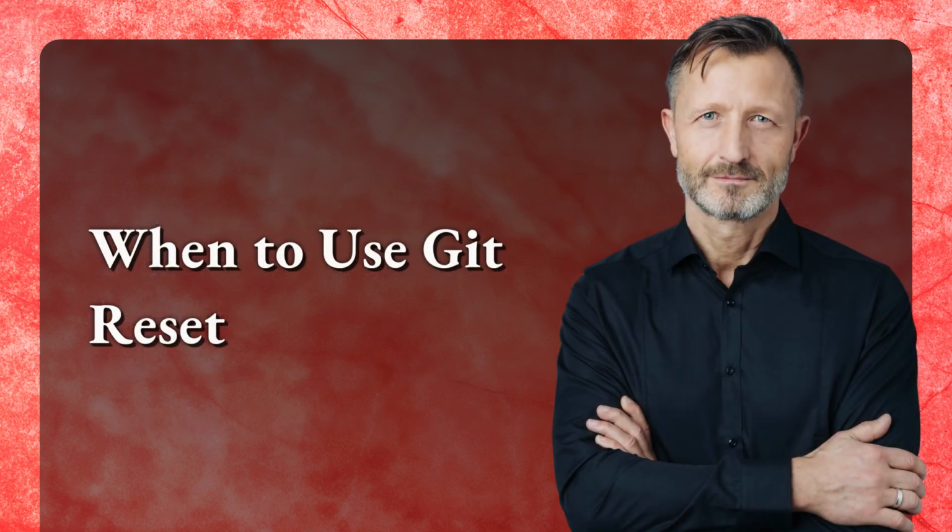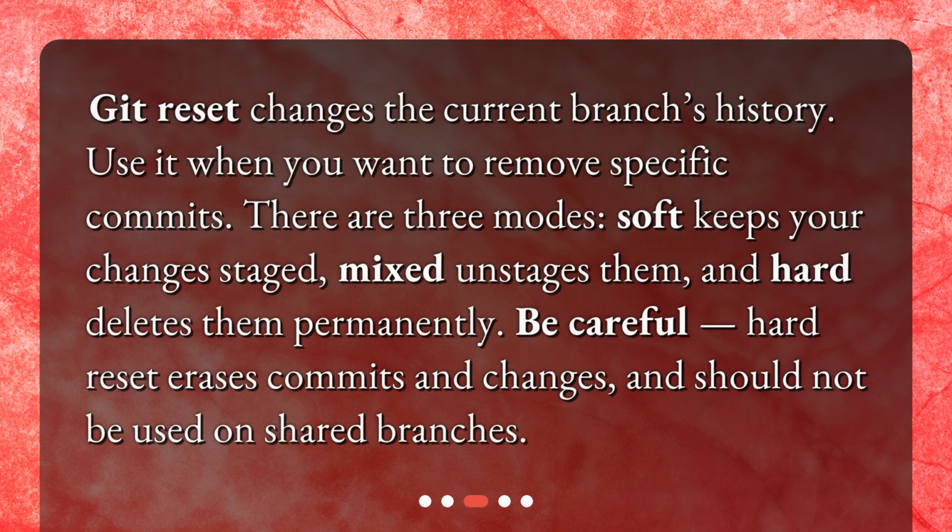When to use Git Reset. Git Reset changes the current branch's history. Use it when you want to remove specific commits. There are 3 modes. Soft keeps your changes staged, mixed unstages them, and hard deletes them permanently. Be careful. Hard reset erases commits and changes and should not be used on shared branches.